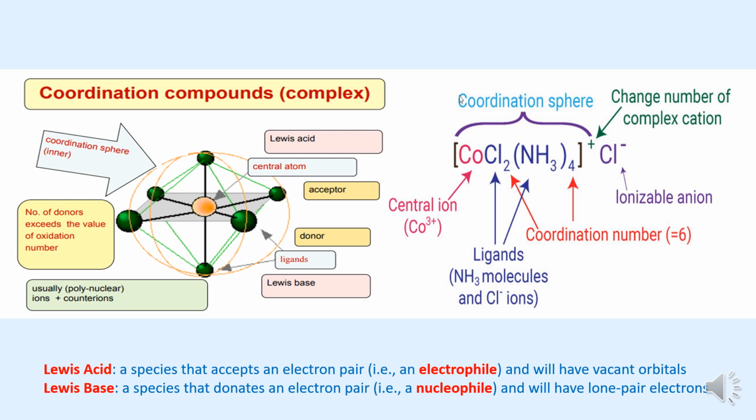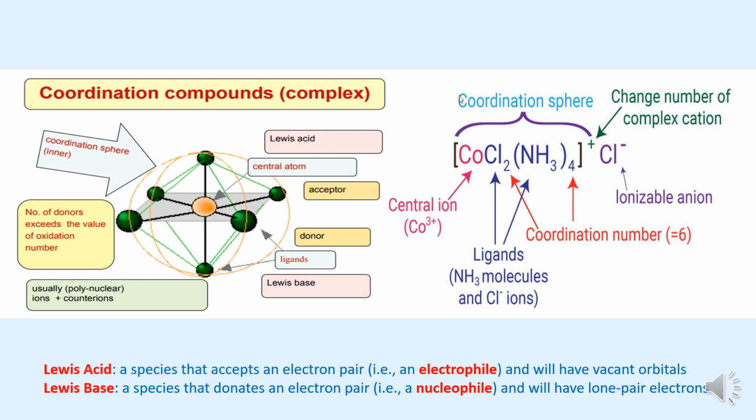In a coordination compound or complex, we have the central metal atom, which is called a Lewis acid, with the ability to accept a lone pair of electrons, or acceptor. And we have the ligand, the donor, Lewis base, with the ability to donate a lone pair of electrons. Also we have the coordination sphere. Inside the coordination sphere we have the Lewis acid with the Lewis base, the central metal atom and ligand. Outside of the coordination sphere we have the counter ion, used to neutralize the charge of the central metal atom.